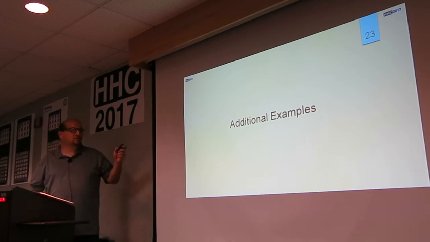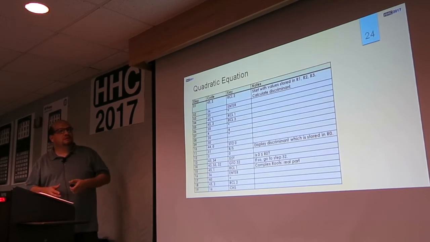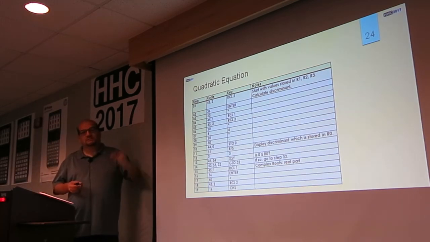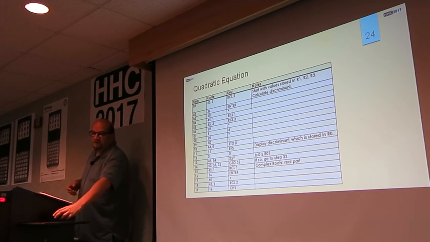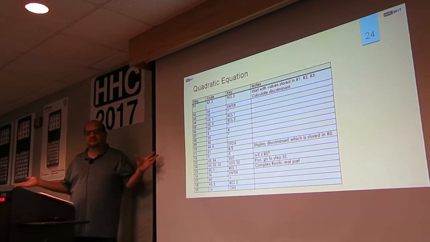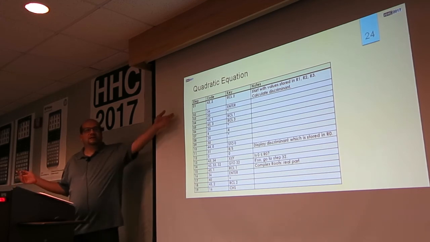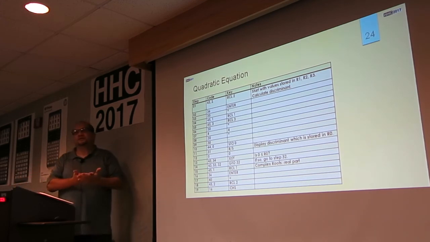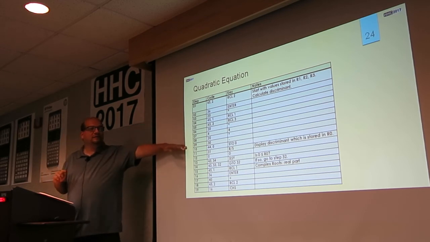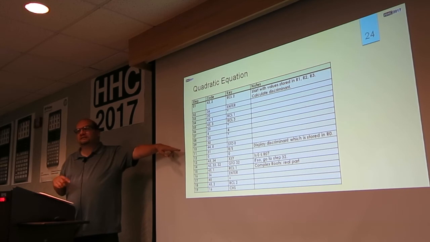So here's some additional examples. Here's the standard quadratic equation, one of my favorite beginners examples. So solving ax squared plus bx plus c equals 0. And here I take the route of asking the user to please go ahead and store a, b, and c in registers 1, 2, and 3 respectively. And then I went ahead and calculated the discriminant and stored it in R0. And I display it because it's going to be pretty important.